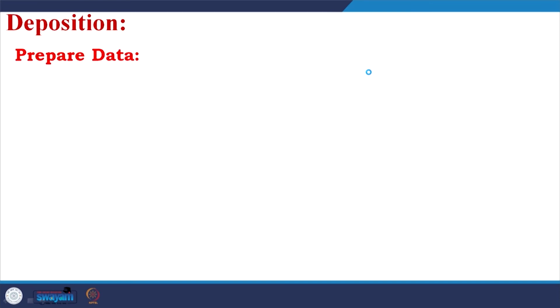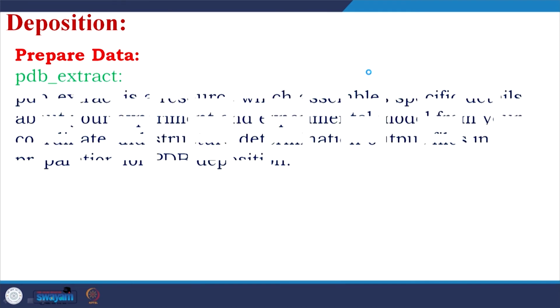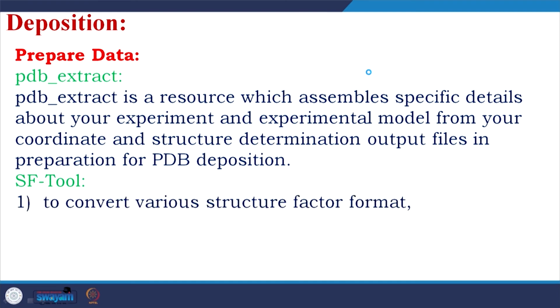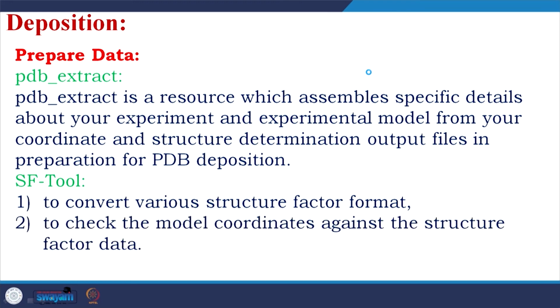For deposition, you have to prepare data. PDB underscore extract is a resource which assembles specific details about your experiment and experimental model from your coordinate and structure determination output files in preparation for PDB deposition. SF tool is used to, one, convert various structure factor formats, and two, check the model coordinates against the structure factor data.